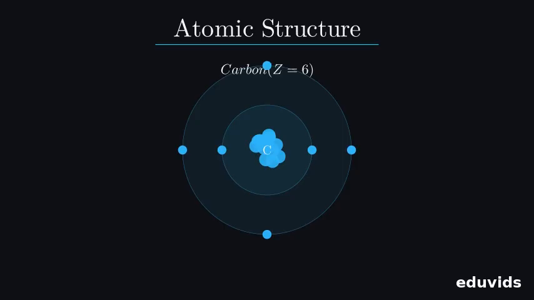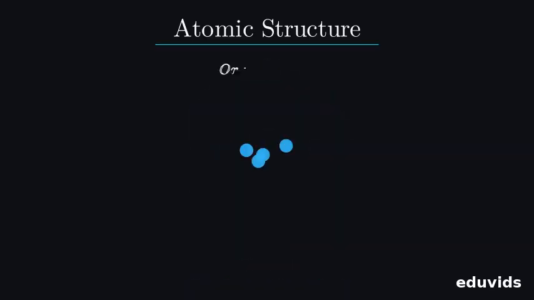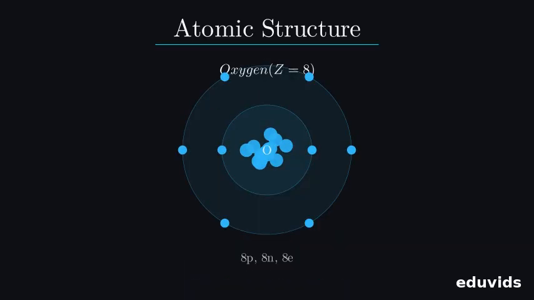Next, consider carbon. Carbon has 6 protons, 6 neutrons and 6 electrons. Its electrons fill the first shell with 2 and the second shell with 4. Now look at oxygen. Oxygen contains 8 protons, 8 neutrons and 8 electrons. Its electron configuration is 2 in the first shell and 6 in the second.